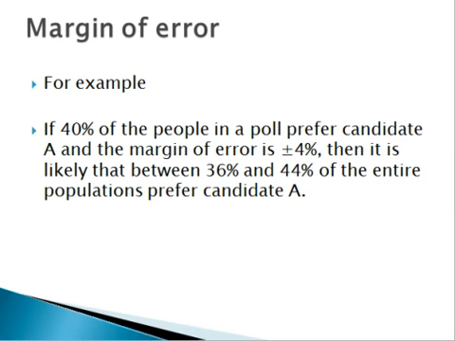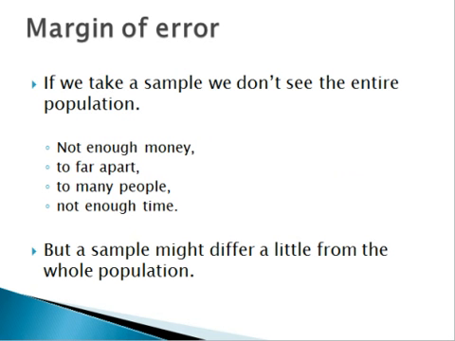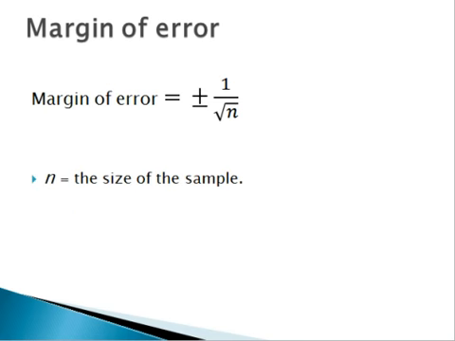Margin of error gives us a little bit of room because our sample might be different from the population. Right? If we take a sample, because taking a survey from every person in the population is really difficult. You don't have enough money, they're too far apart, there are too many people, or you just don't have enough time. There are several other reasons, but most of the time we take a sample of the entire population because it's just easier. And that's why a sample might be different from the whole population, because it's a small group.